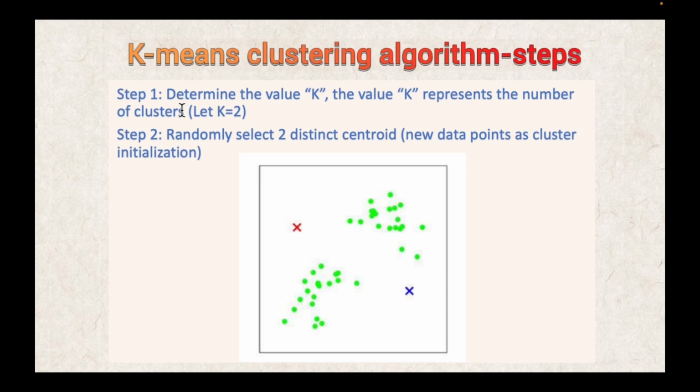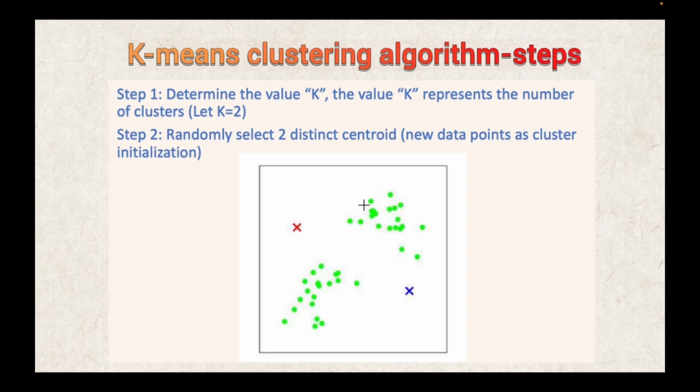So let us look at the k-means clustering algorithm steps. Step one is to determine the value of k. There are different methods to do that. We are going to talk about the elbow method during the demonstration session. For example, the data points are given here, and we first need to determine the value k. Let's assume that k equals 2. That means we are going to divide these data points into two different groups called clusters.